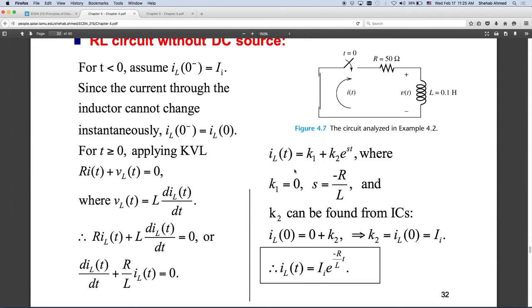The solution is in the format of K1 plus K2 e to the st. S is equal to minus A, so S is equal to minus R over L. K1 is 0 because K1 is B over A. K2 is the initial condition minus B over A, so it's the initial condition. Initial condition is I of I, so K2 is equal to I of I. K1 is 0. So the expression for current is I of t is equal to I of I e to the minus R over L times t. That's what we have down here.